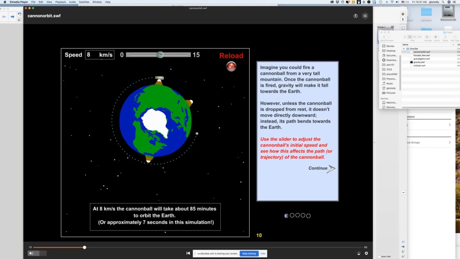it does make it. Now, in this simulation, it makes it in 7 seconds, but in real life, it's 85 minutes that it takes for this ball to go into orbit around the Earth. So every satellite goes around in this orbit.